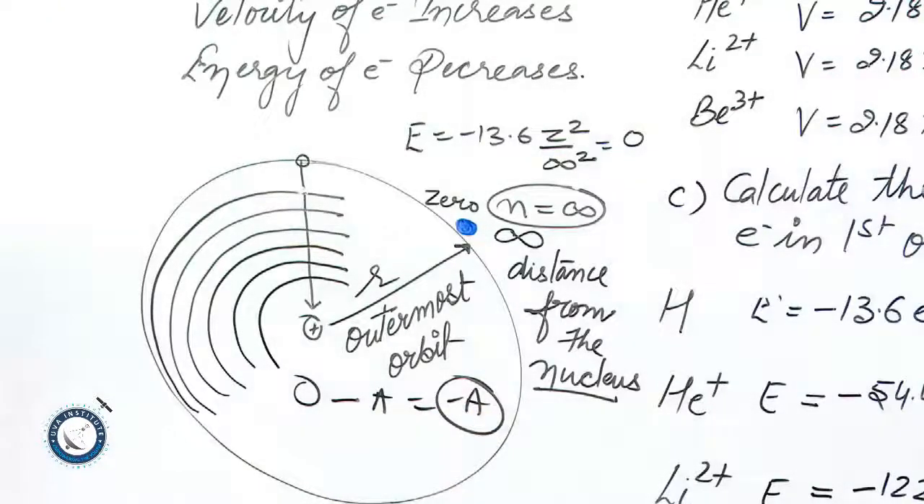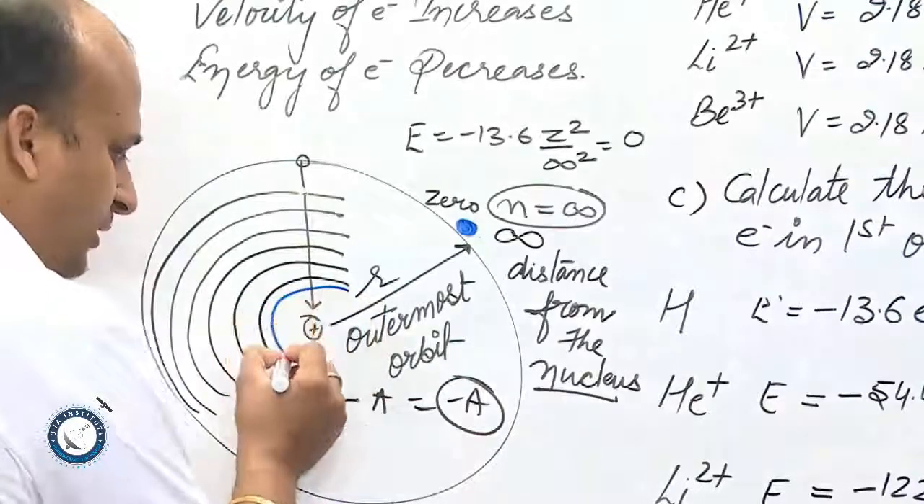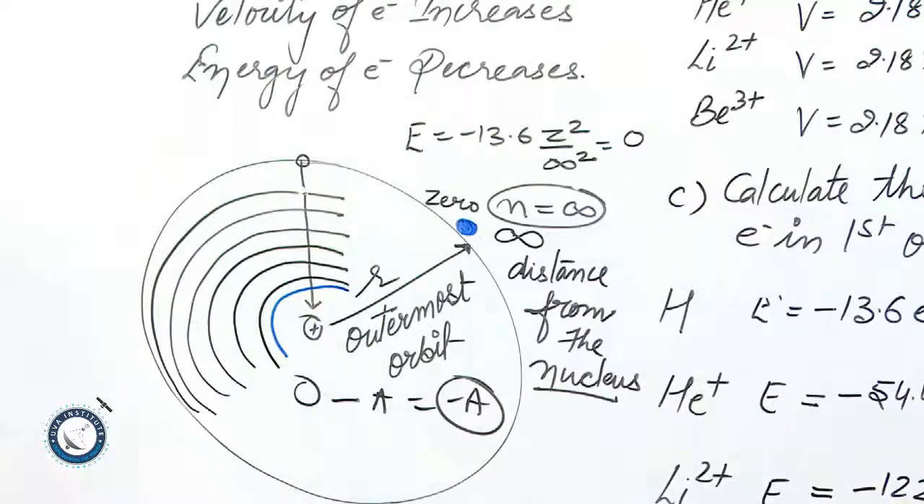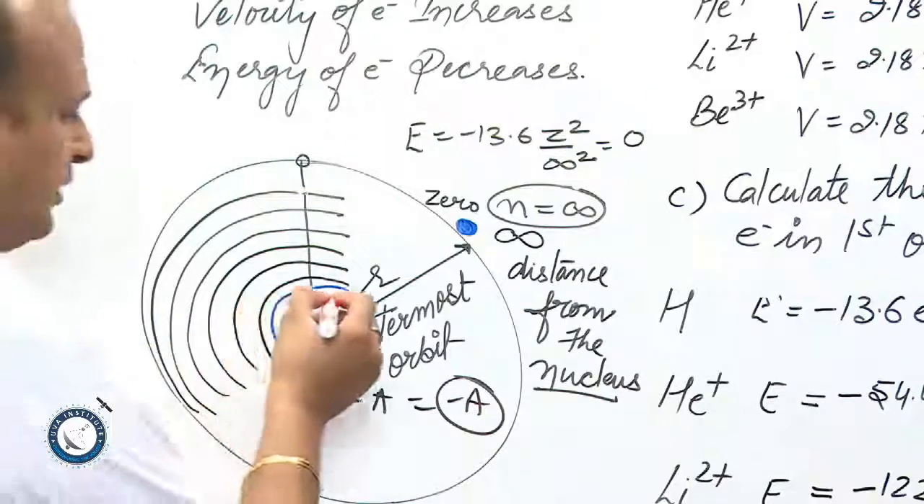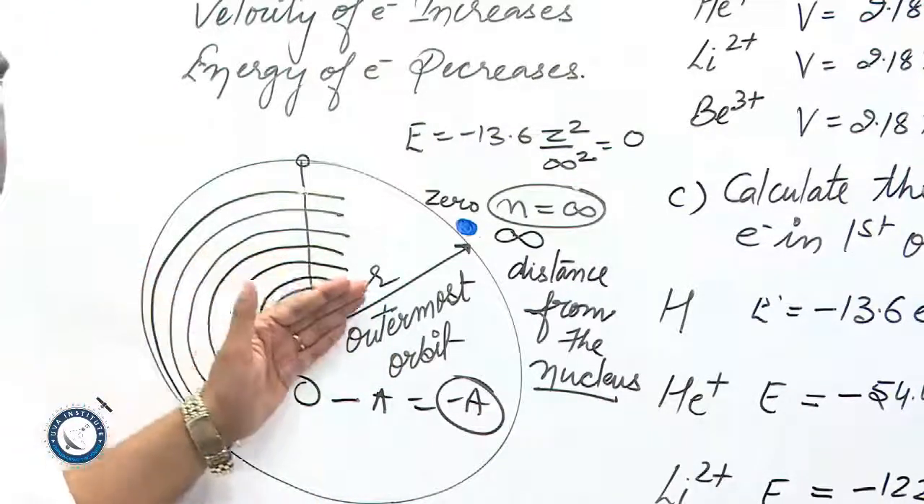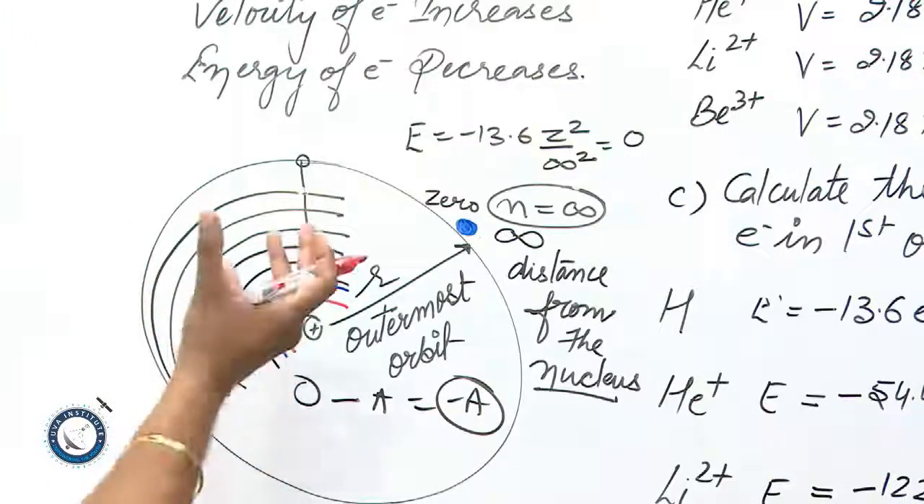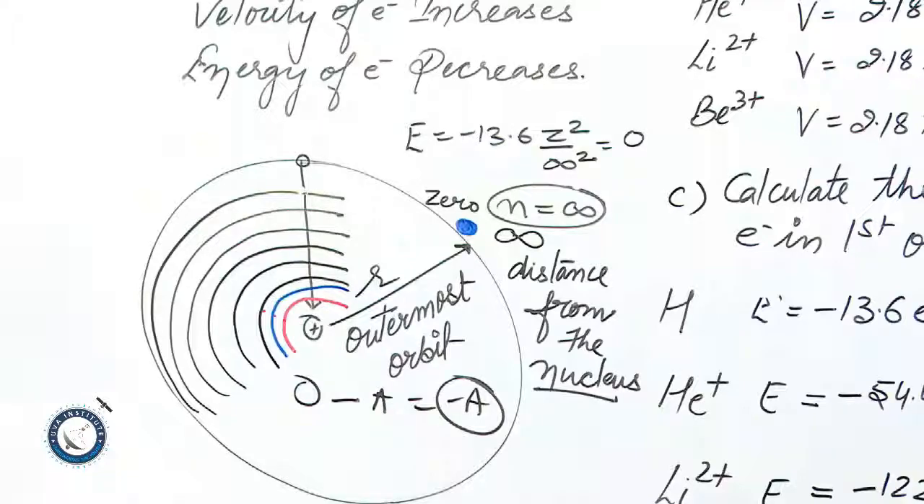So if the electron was in the black orbit, or in the blue orbit, or in the red orbit, what is happening? You will say, sir, we are moving closer to the nucleus. So when we are moving closer to the nucleus, the energy should decrease.